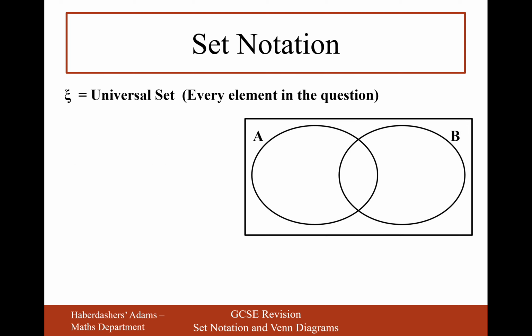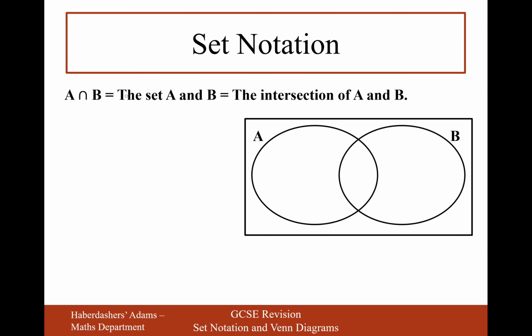The universal set represents every element in the question, so every element in the question at some point will exist in this square. That's why we put a square around the outside of our Venn diagram questions. We put two circles, maybe three circles sometimes, but we make sure there's a box around it to keep in everything from the universal set.